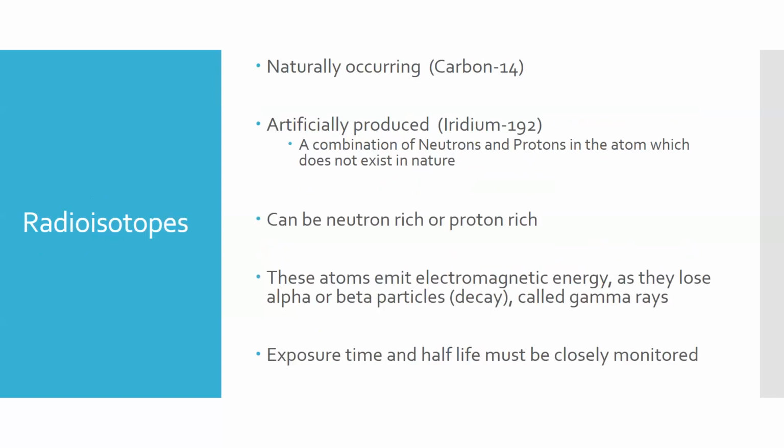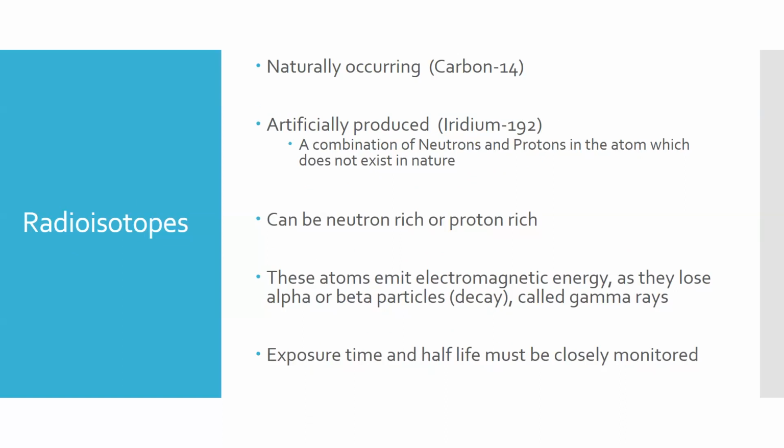Radioisotopes come in two forms. They can be either naturally occurring or man-made. You've probably heard of radiocarbon dating. Carbon-14 is a naturally occurring radioisotope with a very, very long half-life. That's what's used when carbon dating different objects or fossils or that kind of thing.